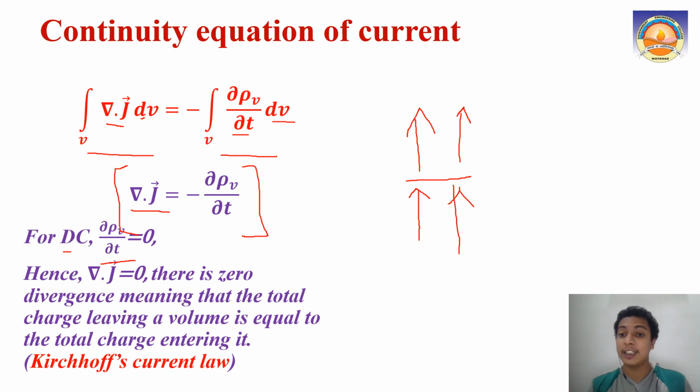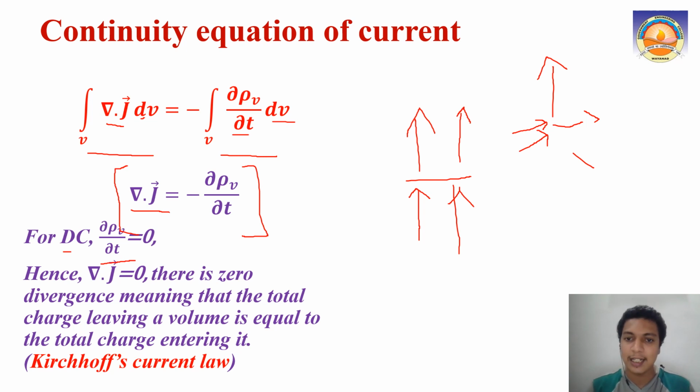If it was a diverging field, how would it be? Maybe it is coming in like this at a point, right, and it is going out in another direction. So this is an example of what? A diverging field, right? That is what is meant by divergence. So here your charge is leaving a volume. So what we can say here is that when divergence is 0, it means that the total charge leaving a volume is equal to the total charge entering it, right?